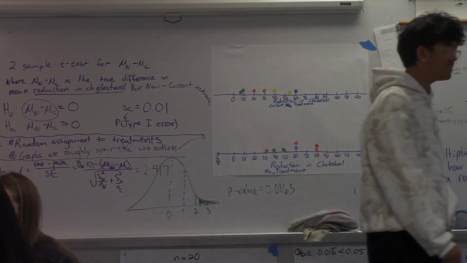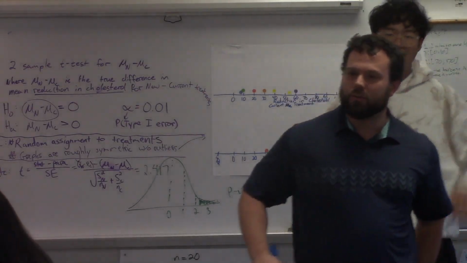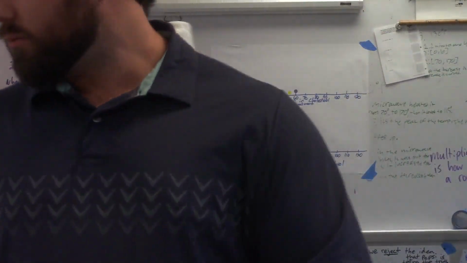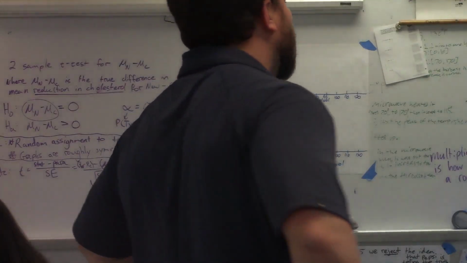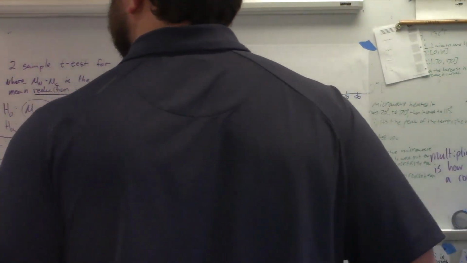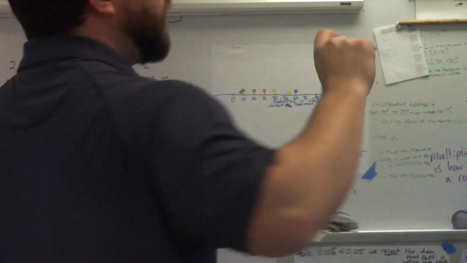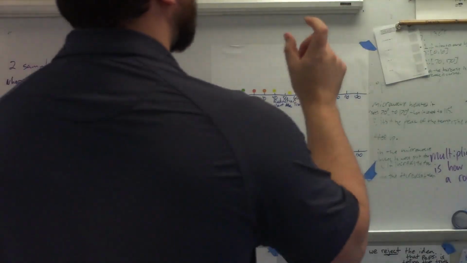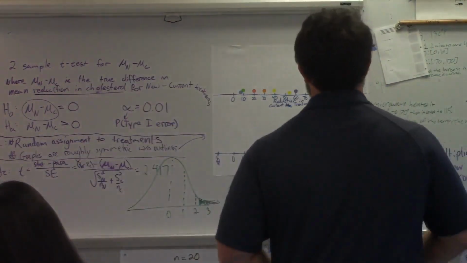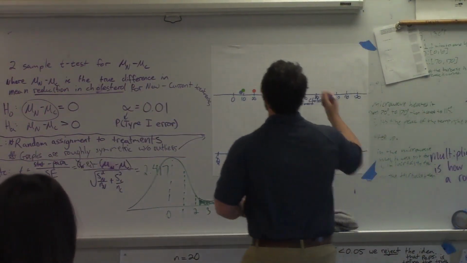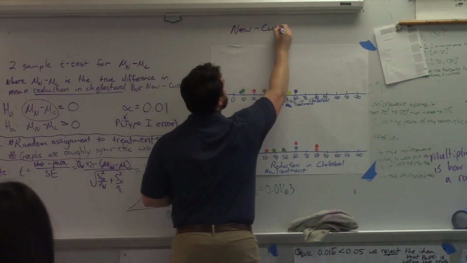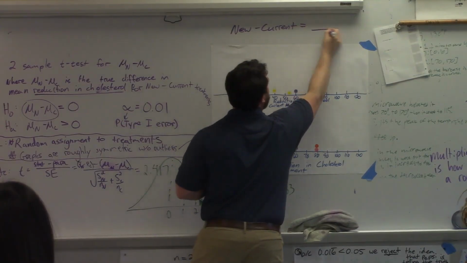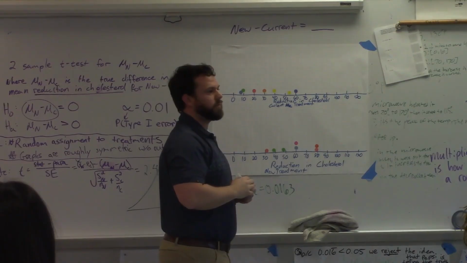And I'll do mine. Alright guys, once you collect your data, we're going to do a new graph back here. And this time though, sorry, I need to say this. Once you find your reduction, before you put a dot back here, subtract your two reductions. What you're going to do is new minus current, and you're going to get a single data value, and that data value is what you're going to graph.